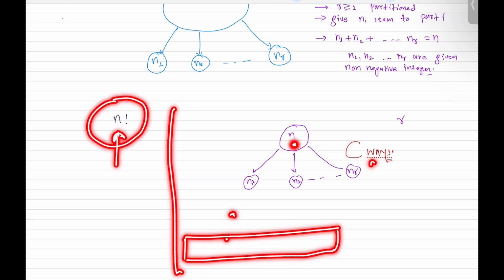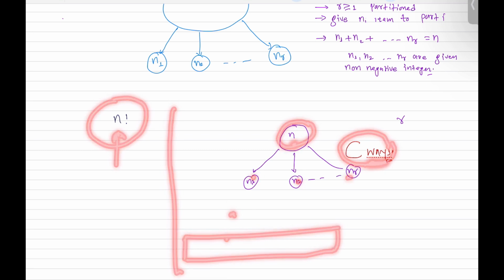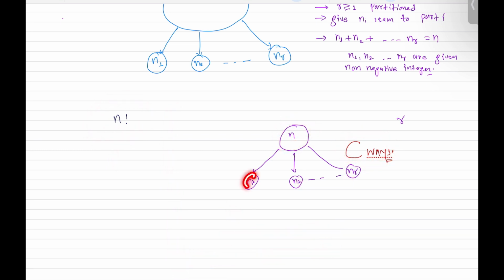So at the first stage what we have done, we have divided this set into r parts and we are saying that we can do this in C ways. Now since we have n1 items in this first part, we will order them and we will put them into the first n1 slots of this n.